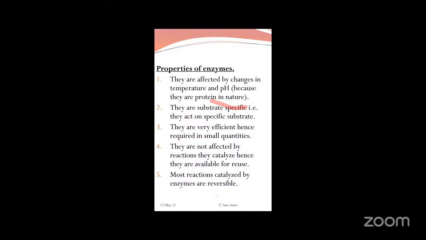So characteristic or property number 5 is that enzymes have reactions which can be reversed. Most of the enzyme controlled reactions are reversible. For example, if an enzyme is used to break down a disaccharide into a monosaccharide, that reaction can be reversed such that we can combine those monosaccharides back into disaccharides. So there is no permanent reaction taking place that is catalyzed by enzymes.